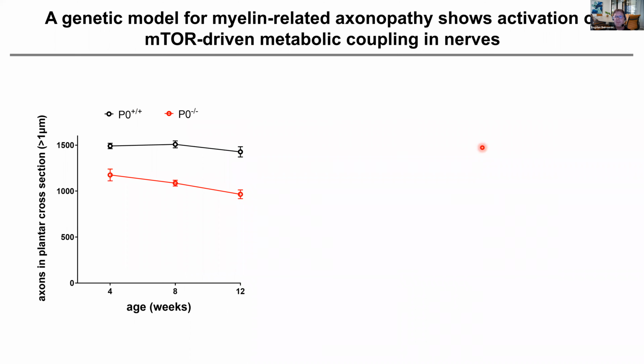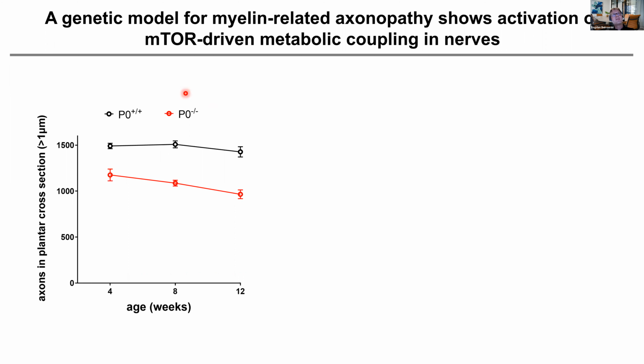So this is now unpublished data. We finally set out to study if the manipulation of metabolic axoglia coupling impacts an established genetic model for myelin-related axonopathy. This is more a form of chronic axon degeneration. What we've seen before is acute and subacute. Now it's more chronic axon degeneration.